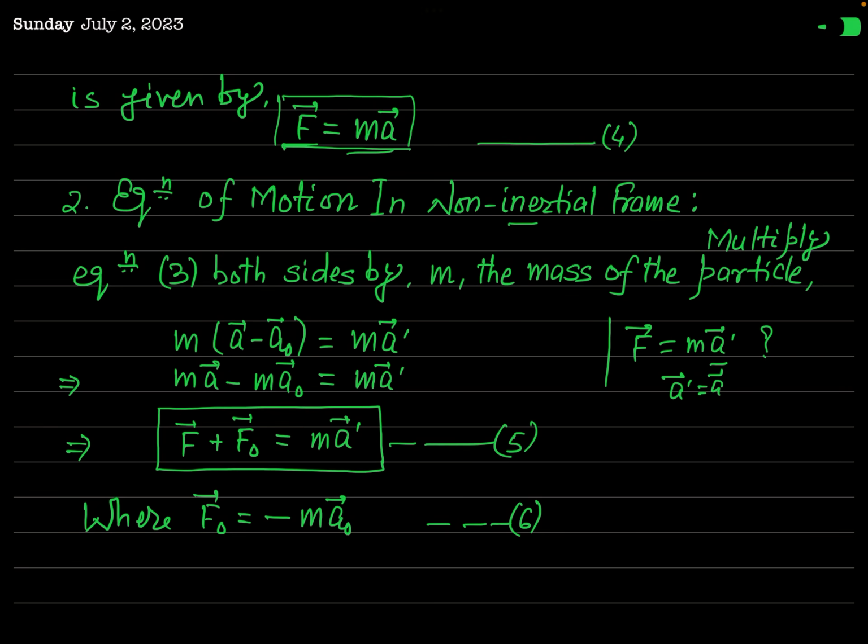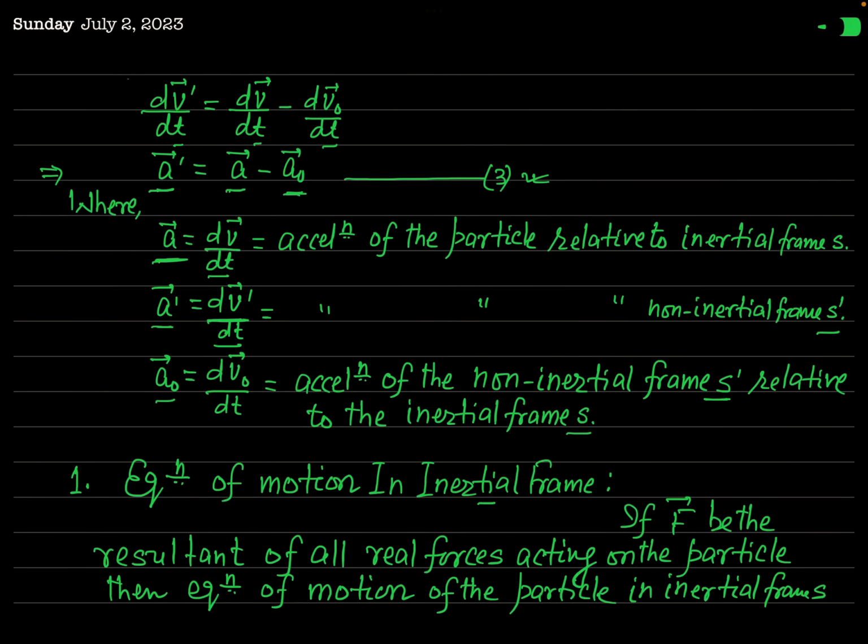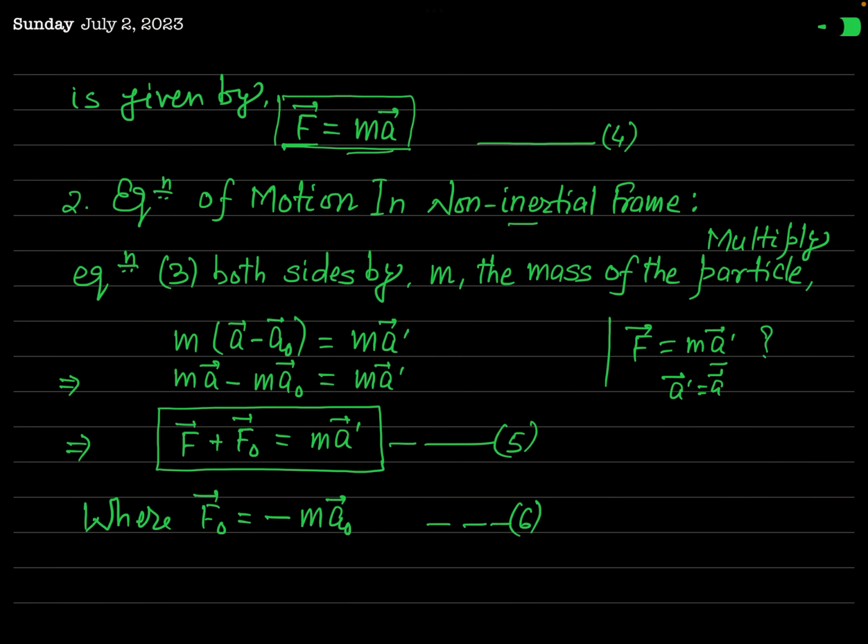But a dashed is not equal to a. A dashed is equal to a minus a naught. So definitely in a non-inertial frame, the resultant of all the real forces F is not equal to mass times acceleration with respect to the non-inertial frame. It is not possible because a dashed is not equal to a. So let us think how we can write the equation of motion in a non-inertial frame.